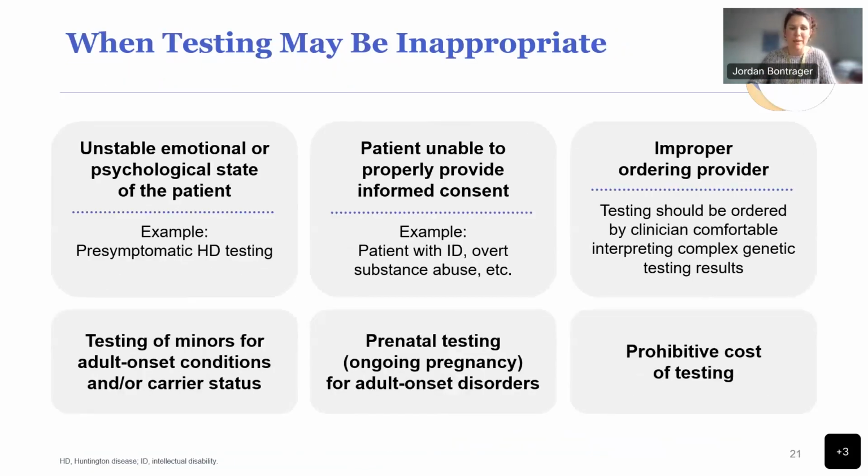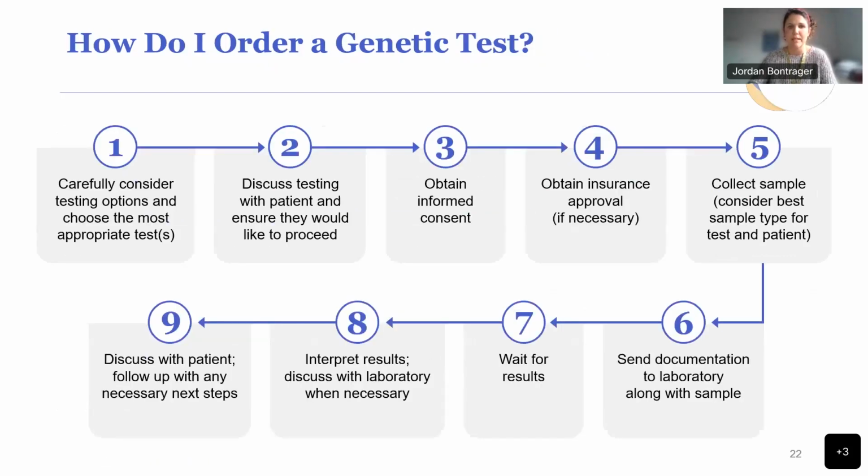There are scenarios where testing may be inappropriate. There are lots of talks about this, so for the sake of time, I'll breeze over this. But if a patient is unstable emotionally or psychologically, unable to properly provide informed consent, testing of minors for adult onset conditions or carrier status, or prenatal testing for adult onset disorders is typically not recommended. And then thinking about who's the correct provider for this? Are you comfortable interpreting these results? So not ordering the test if you feel like interpreting those results is beyond what you're comfortable doing. And then obviously cost of testing.